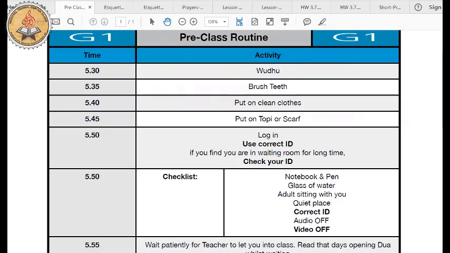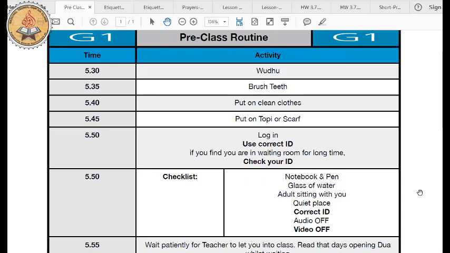You must have a notebook, pen, and water with you, and an adult sitting with you, at a quiet place. It's really very necessary for you to sit in a quiet place so you will listen carefully to the teacher, other students, and the feedback given by the teacher. Then you will get benefit from the class.